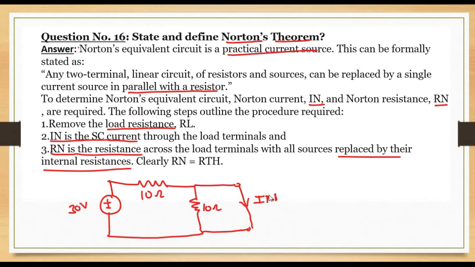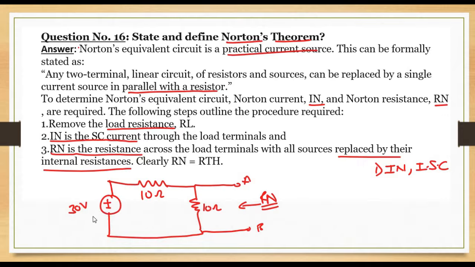or short circuit current. Now we will get the value of IN. So we have found the value of IN or short circuit current, ISC. Now the second step will be to find the Norton's resistance across the load terminals. We have to find the Norton's resistance across this terminal A and B, and we have to replace the sources by its internal resistance.